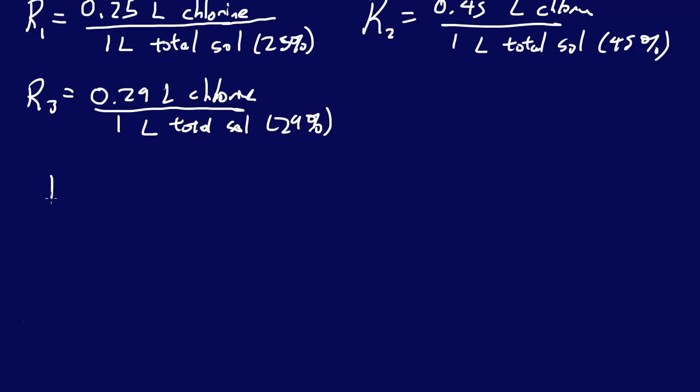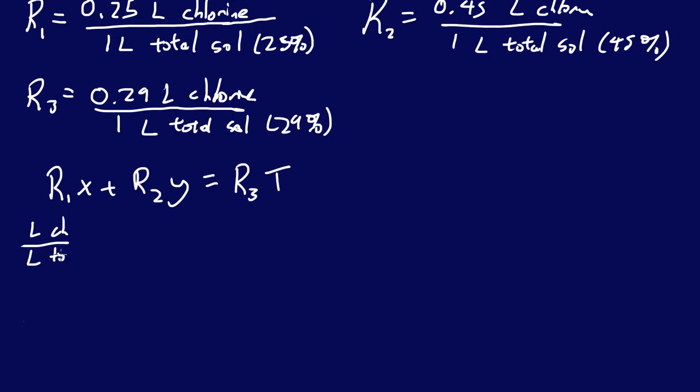So the structure would be R sub 1 times X plus R sub 2 times Y is equal to R sub 3 times that total amount. That total amount was 55. So let's just examine what each of these terms represent. And we can do that by looking at the unit of measurement for each factor. So for this factor, R sub 1 of this first term is liters of chlorine per liters of total solution. So we'll say liters of chlorine per liters of total, which happens to be 25%.